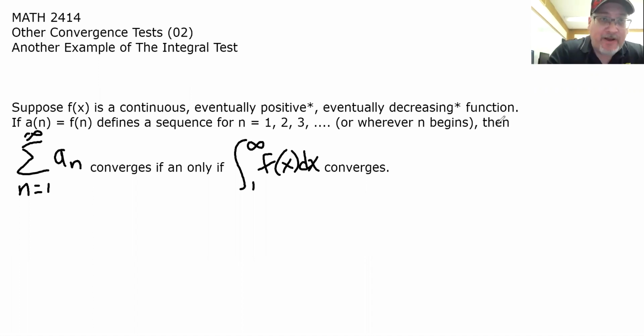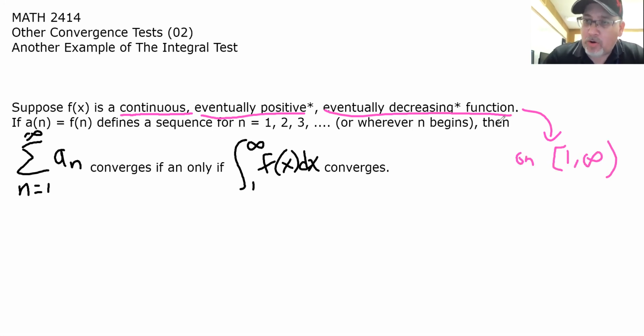Number one is verifying that your function that defines the sequence that we're taking the sum of satisfies all three criteria. That the function is continuous, eventually positive, and eventually decreasing on the closed interval 1 to infinity, or wherever the series begins. So for example, if the series began at 2, then this interval would begin at 2. We just say 1 for convenience.